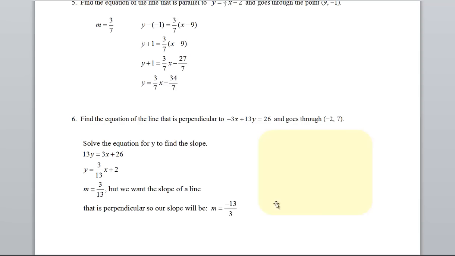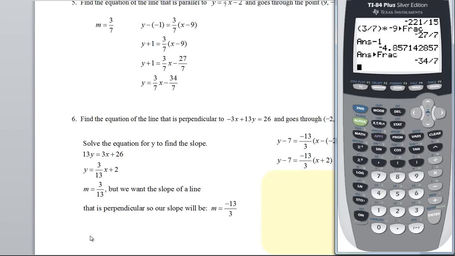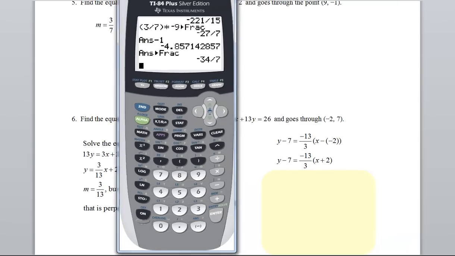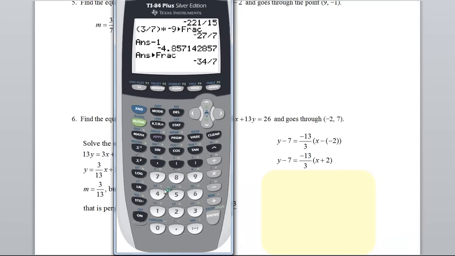Now I need to put this in the appropriate position. So y minus my y value equals slope, x minus my x value. I'm going to change that to a positive. Now I'm going to distribute through. Get my calculator over here. So I'm going to do a -13 divided by 3 times 2. Go frac it. So when that gets distributed, I get a -26/3.